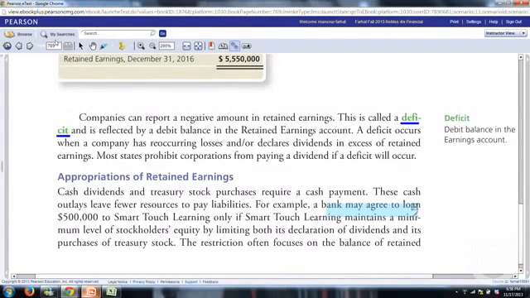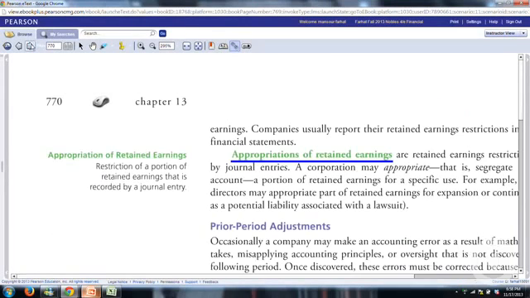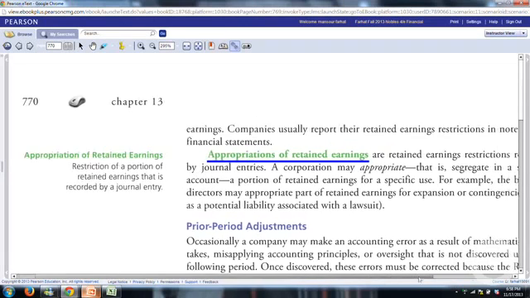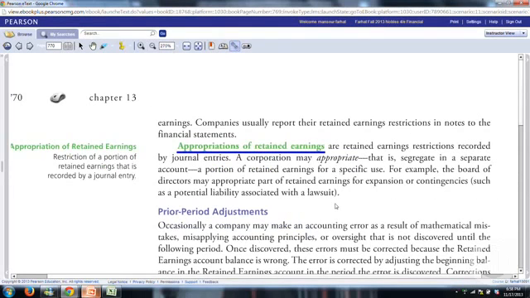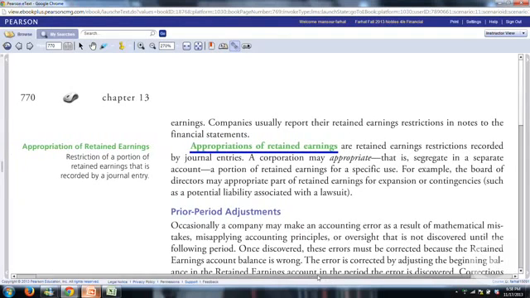And if that happened, for example, they would say we will increase your interest rate or we can charge you a higher interest rate. Okay, so this is what's called appropriated retained earning. And if a company has appropriated retained earning, they have to disclose this information. So restriction of a portion of retained earning is recorded by a journal entry. So they have to let the users know that part of the retained earning is restricted. There is nothing that they can do with it. Okay?